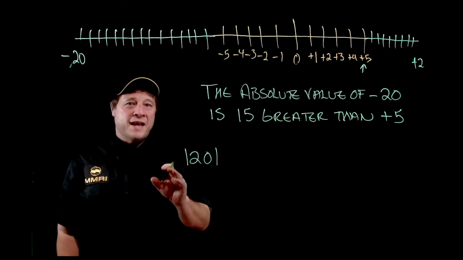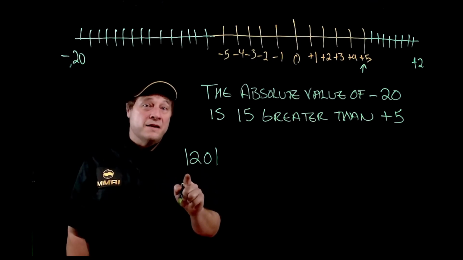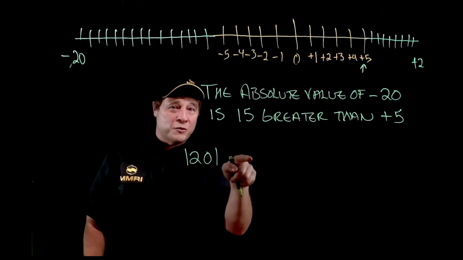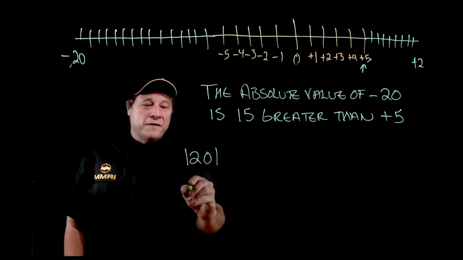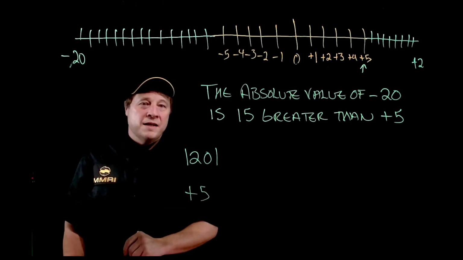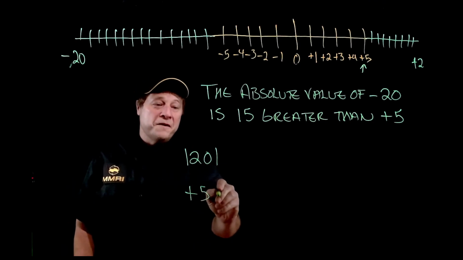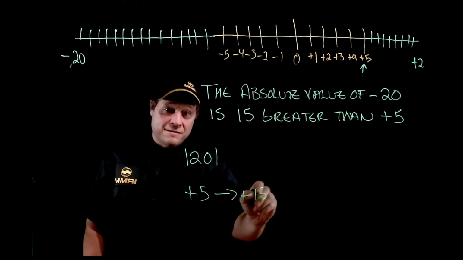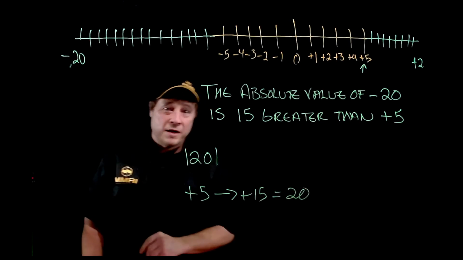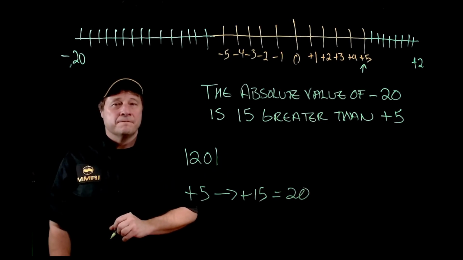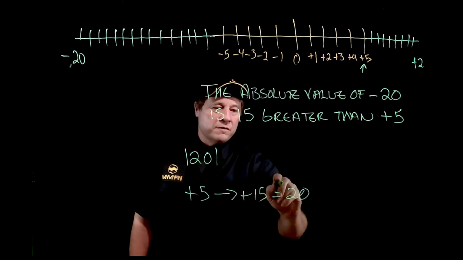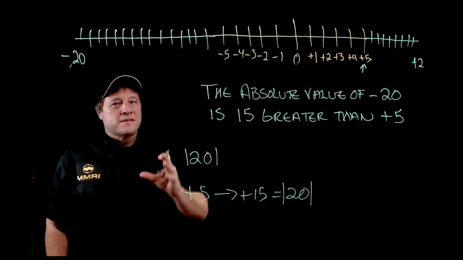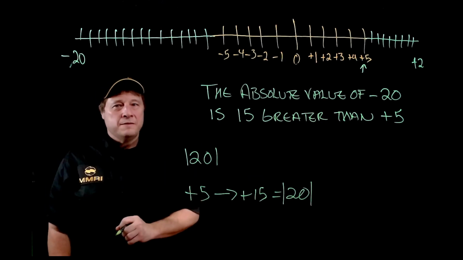Okay? So the absolute value of 20 is 15 greater than positive 5. Not than the absolute value of 5, just positive 5. So if I take positive 5 and I go 15 greater, so in other words, I add plus 15, that equals 20, right? Okay, it equals the absolute value of 20. Okay, so this is important. We'll take a moment and look at it, okay?